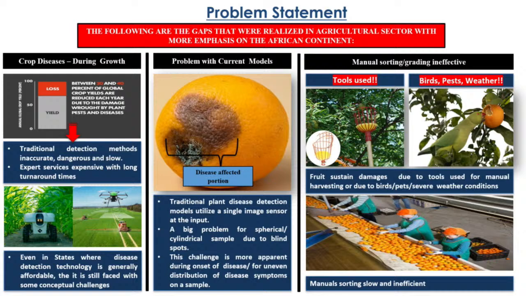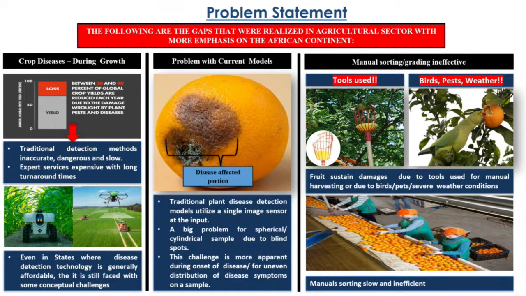blind spots. For example, if we look at this orange image that I've featured here, we can see that only about 20% of the surface area is showing the symptom of black rot, while the rest of the orange is seemingly healthy. So if this fruit were to be passed through the traditional model that I've just explained, such that this diseased area is on the blind spot of the camera, then this orange could have mistakenly been classified as a healthy orange. So that's a major challenge.